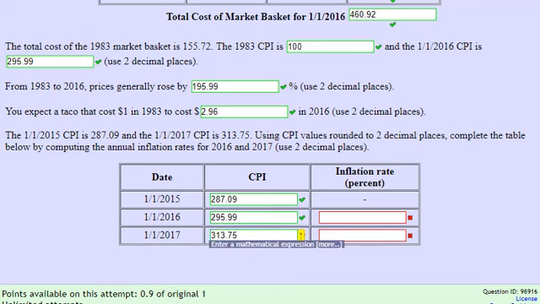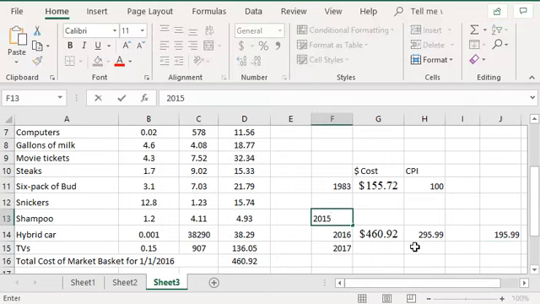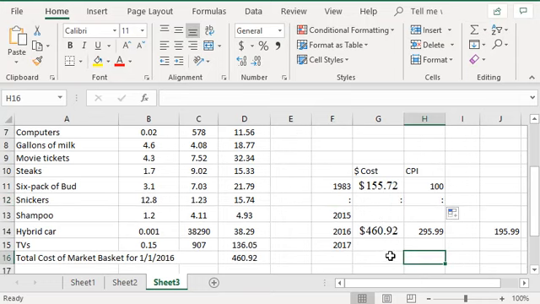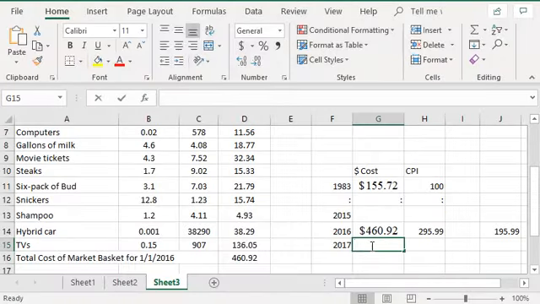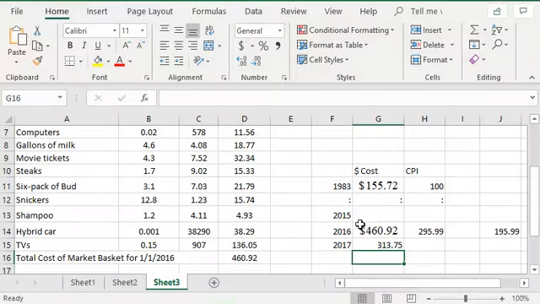So I'm going to go back to Excel. So we got 2017 and we got 2015. And then up here we got a yada yada yada, right? So I'll just put a colon there. All the way across. Okay. Now the CPI in 2017 was that. And the CPI in 2015 was this.